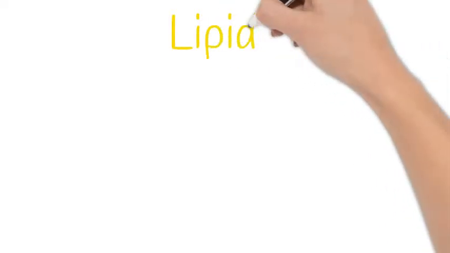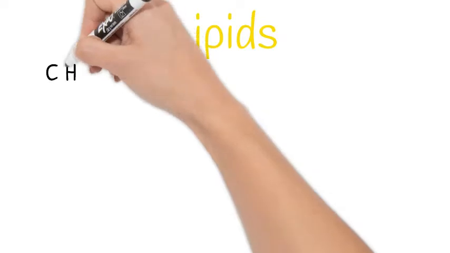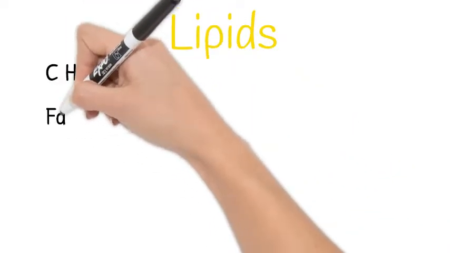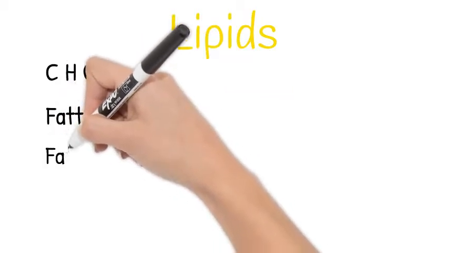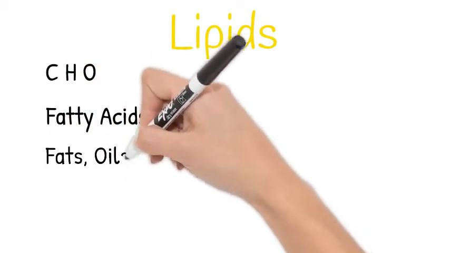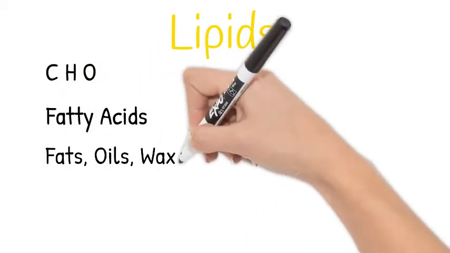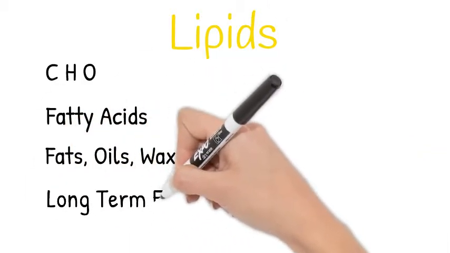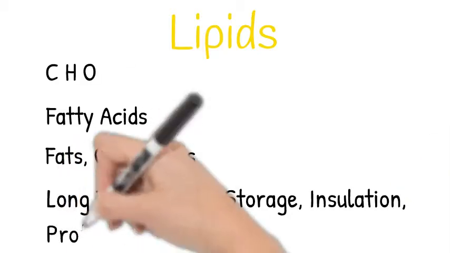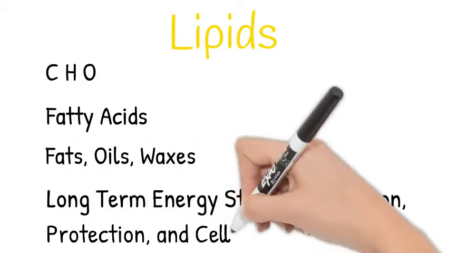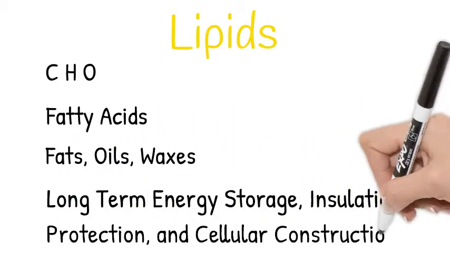The second macromolecule are the lipids, which are going to be composed of carbon, hydrogen, and oxygen as well. Their monomer is a fatty acid, and the polymers can be fats, oils, or waxes, and a couple of functions: long-term energy storage, insulation, protection, as well as cellular construction.